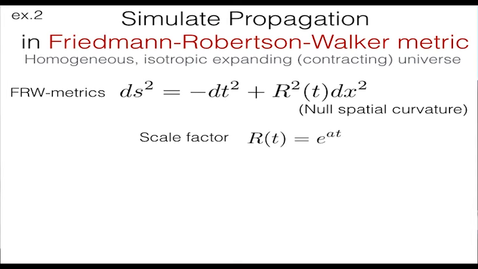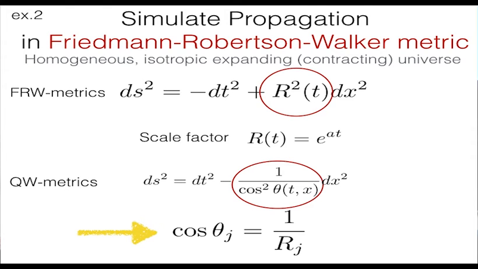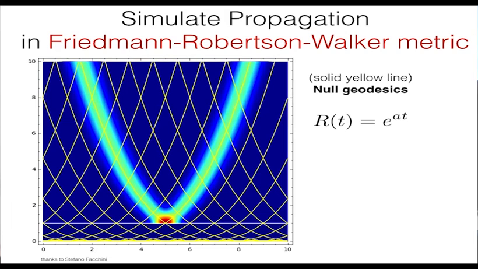Another example could be the Friedmann-Robertson-Walker metric. Again, I just forgot the spatial curvature. I will take just the first component here, what we call the scale factor. And again, we encode our scale factor in our theta. We identify the component g11 of the metric, and we let the quantum walk evolve freely. This figure is thanks to Stefano. And you can see that the probability distribution follows perfectly the null geodesics, the yellow one.